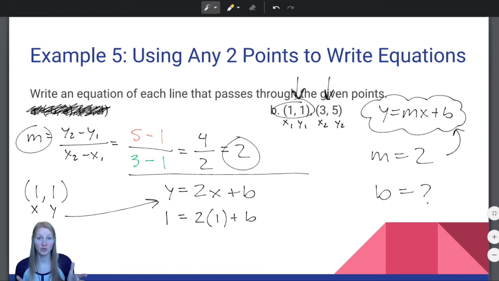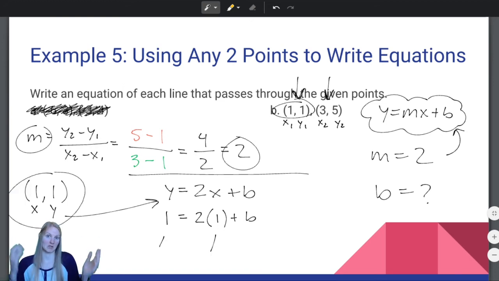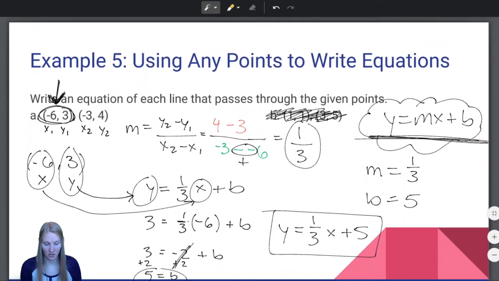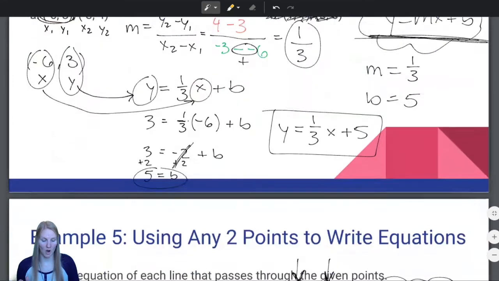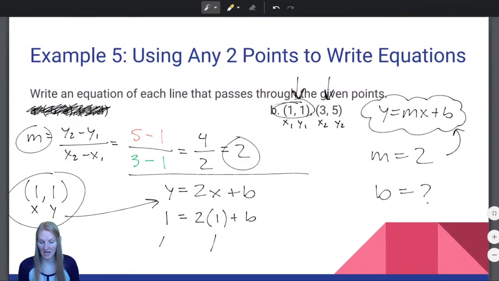If that's confusing to you, you're like, why are they both 1? It's just because that's what the point was. Remember in part A, x and y were different. X and y will not always be the same. They just happen to be the same in this example.